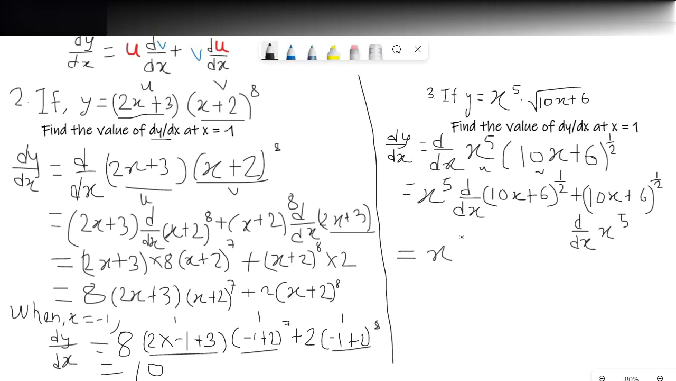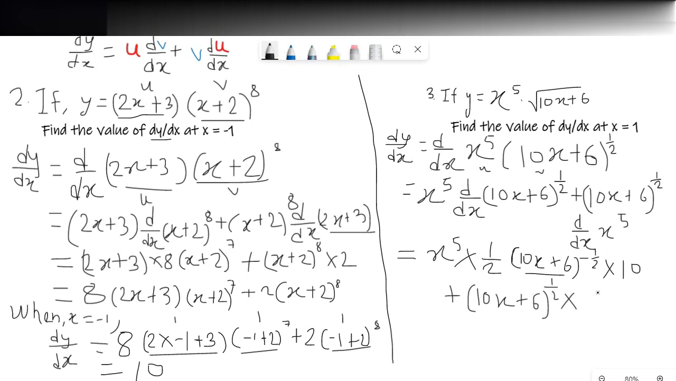So simplifying, we get x to the power 5 multiplied with the derivative of (10x plus 6) whole to the power half, and using the chain rule we get half (10x plus 6) whole to the power minus half, and then multiplying with the derivative of this guy, which is 10x plus 6, and the derivative will be 10, so I'm directly writing it down like this, plus (10x plus 6) whole to the power half multiplied with the derivative of x to the power 5, which is 5x to the power 4.